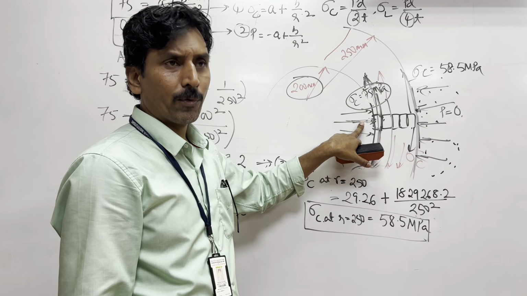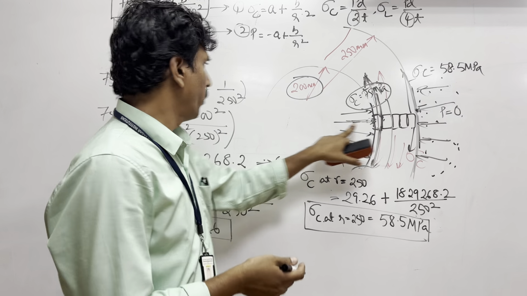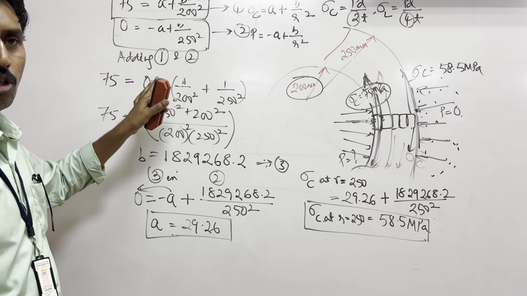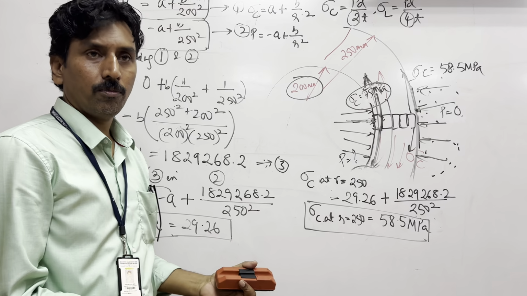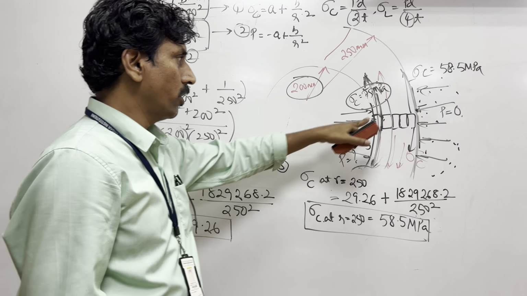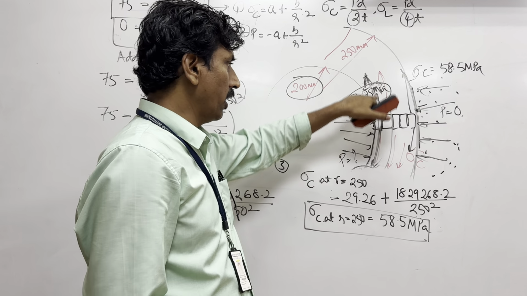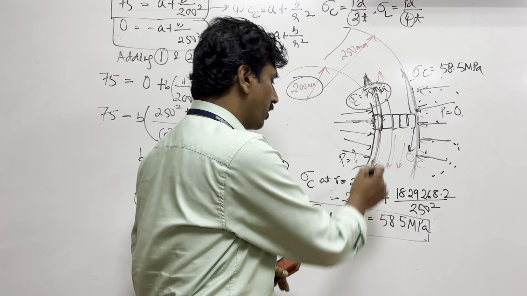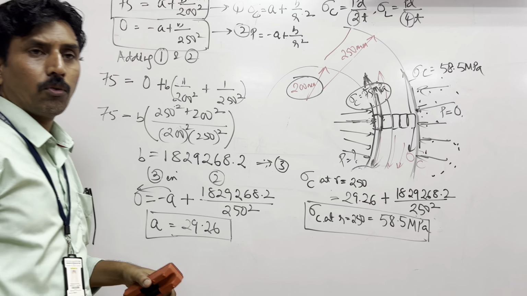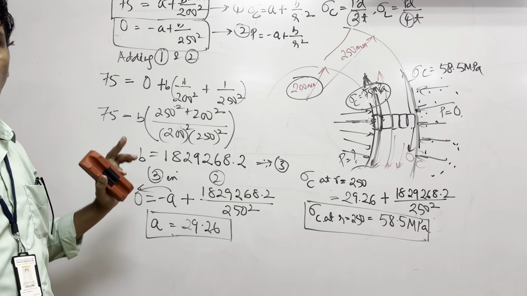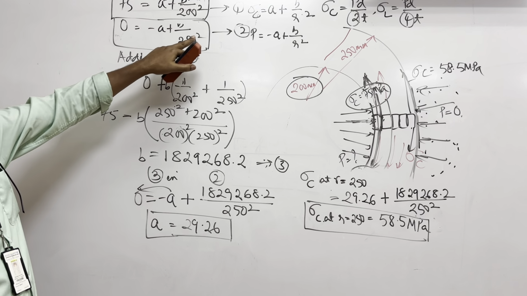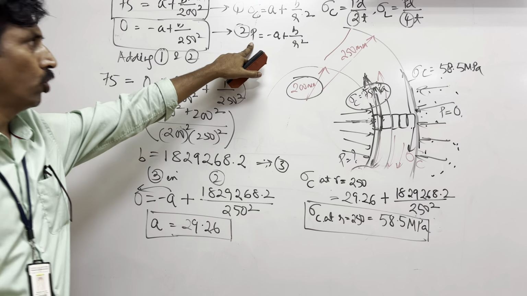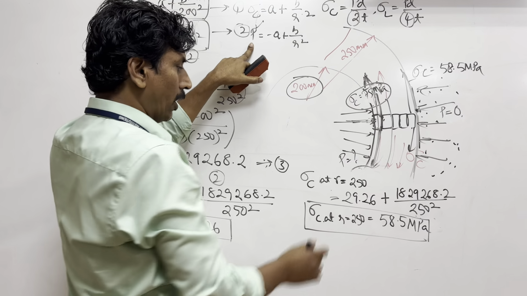And then outside pressure P is known. Do we know the inside pressure? That is what is required, because it was asked in the numerical to determine the inside pressure which will produce this sigma C of 75 at the inside. If I want P at the inside, which equation should I use? Equation 1 or 2? You should use equation 2. Equation 2 will give you this value.